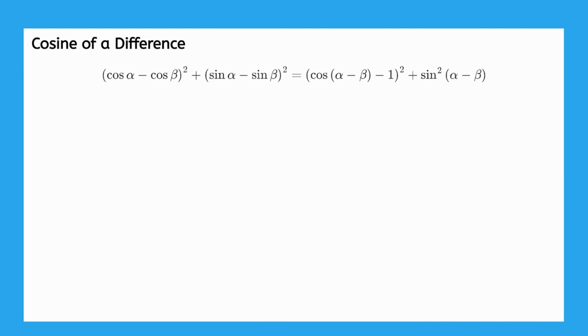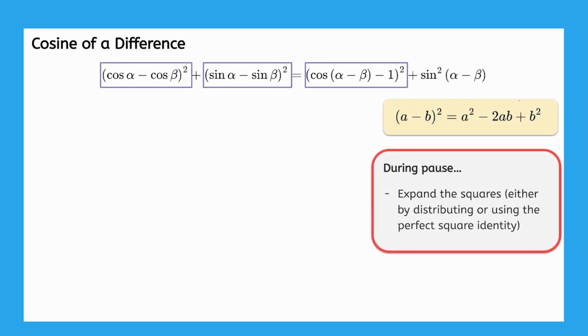Now let's do some expanding to see where this equation leads us. Using the distributive property or the perfect square identity, expand these three squares. Pause the video and try it out now.